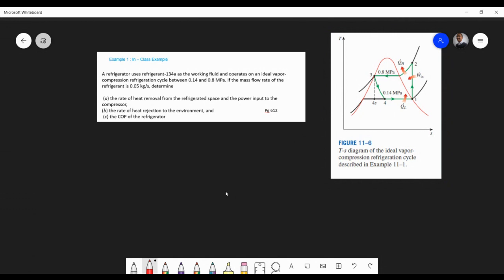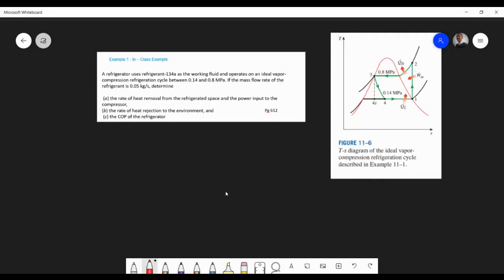Because we're going to get to the actual problem. It operates between limits of 0.14 and 0.8 MPa; it's either two pressures or two temperatures. If the mass flow rate is 0.05 kilograms per second, determine the rate of heat removal from the refrigerated space, which is QL, and also the power input to the compressor, which is work in. Also find the rate of heat rejection to the environment, which is QH, and the COP of the refrigerator.